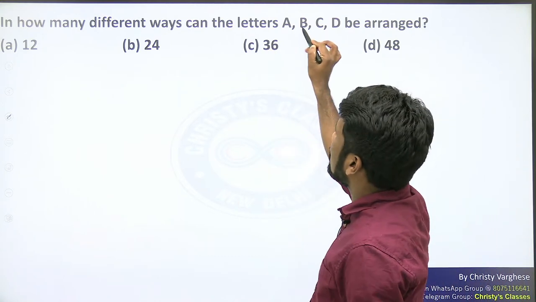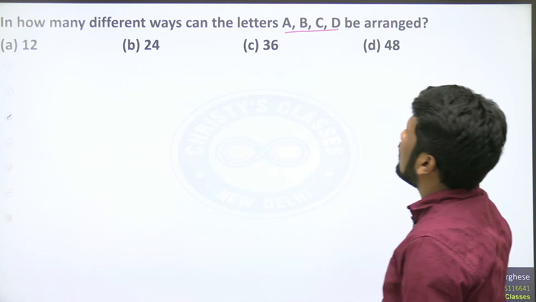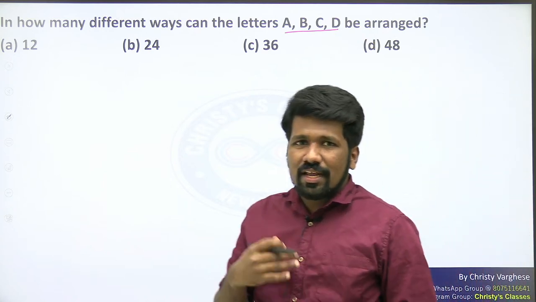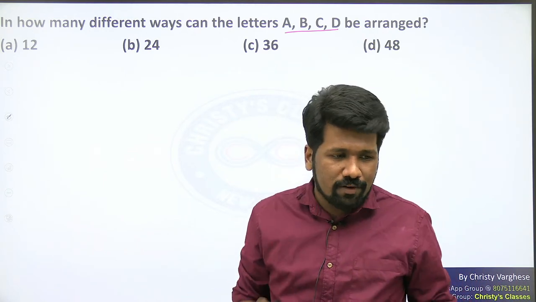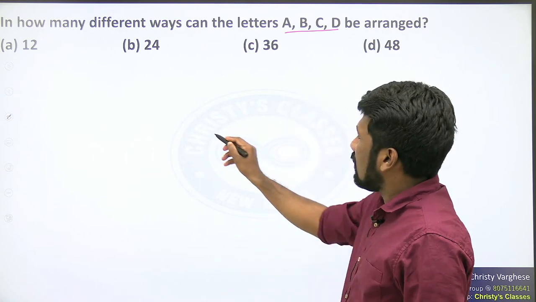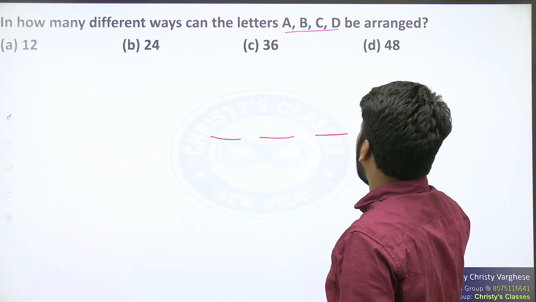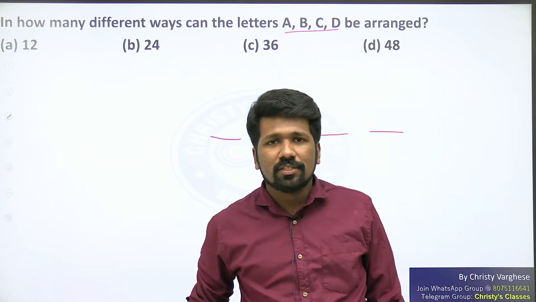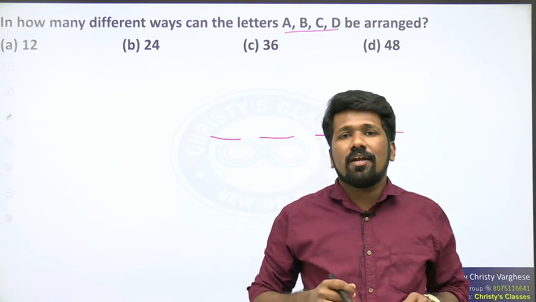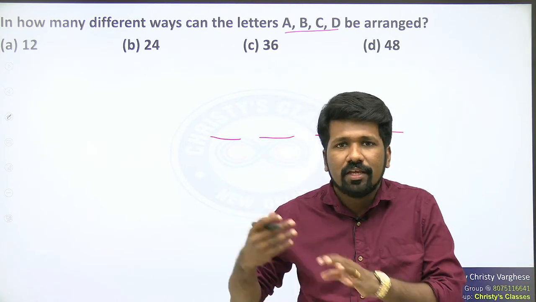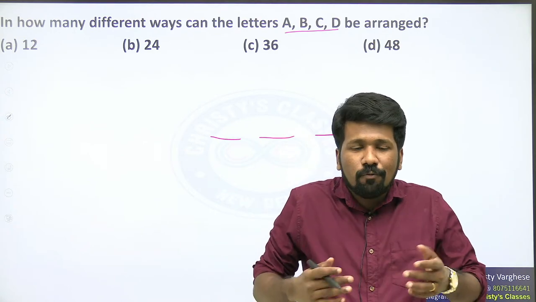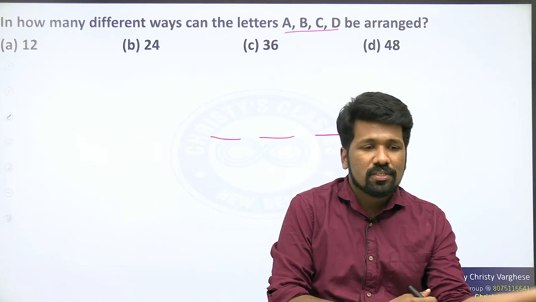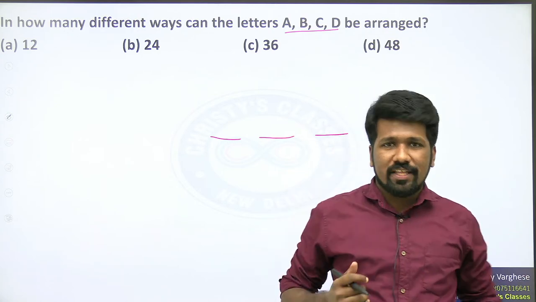In how many different ways can the letters A, B, C, D be arranged? Obviously, it is a 4-letter word we need to find. That means there are 4 letters to be fixed now. In the previous question, it was 3 positions to be filled: general manager, assistant manager, manager. Here it is 4 positions to be filled, because for a 4-letter word, 4 positions are there.